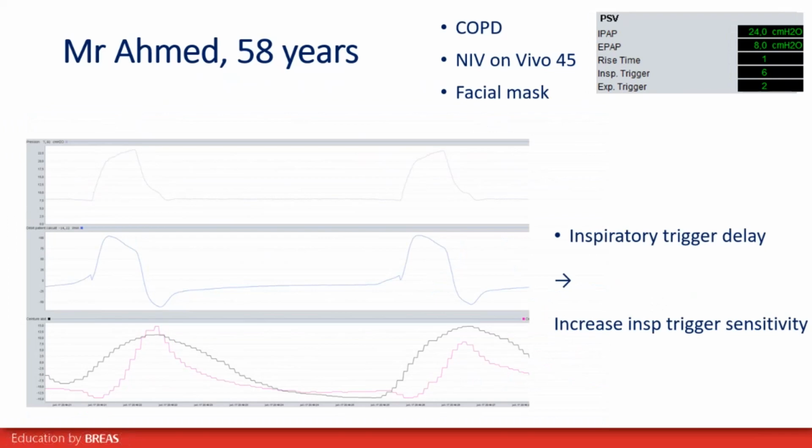So there is a delay between the beginning of the effort of the patient and the mechanical breath, and it could be very uncomfortable for the patient. So in this case, we have to increase the inspiratory trigger sensitivity. And you will see in the detail of this patient, the inspiratory trigger was set at 6, which is not sensitive enough. Don't ask me why. So in this case, by increasing the inspiratory trigger sensitivity, meaning setting it at 1, 2, or 3, we will solve the problem.